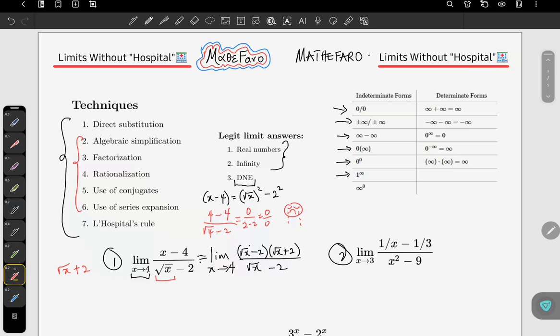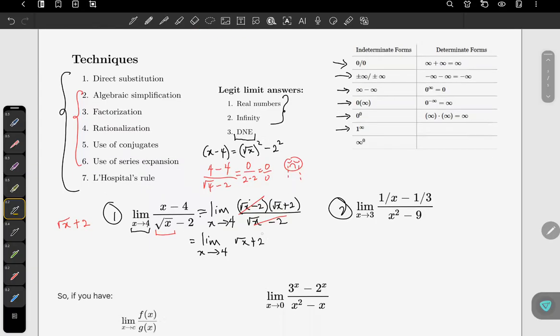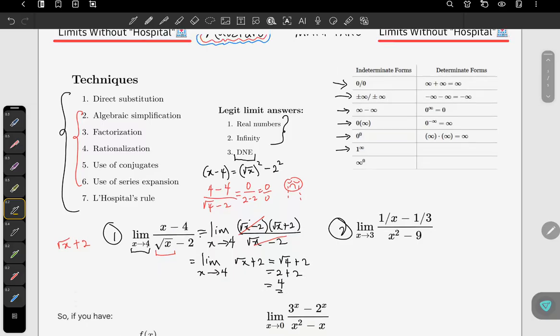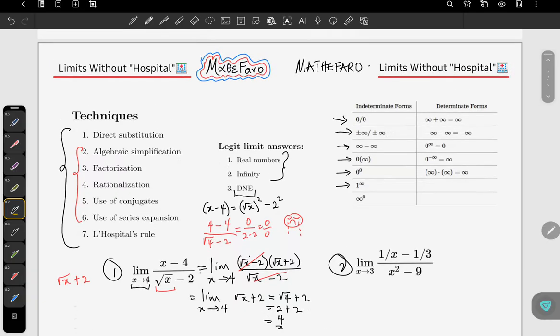And of course, this cancels out, and we're left with the limit as x approaches 4 of square root of x plus 2. Now we can try direct substitution again, and we get square root of 4 plus 2, which is 2 plus 2, and that is a valid answer, which is 4. Okay, and it's a legit limit answer.